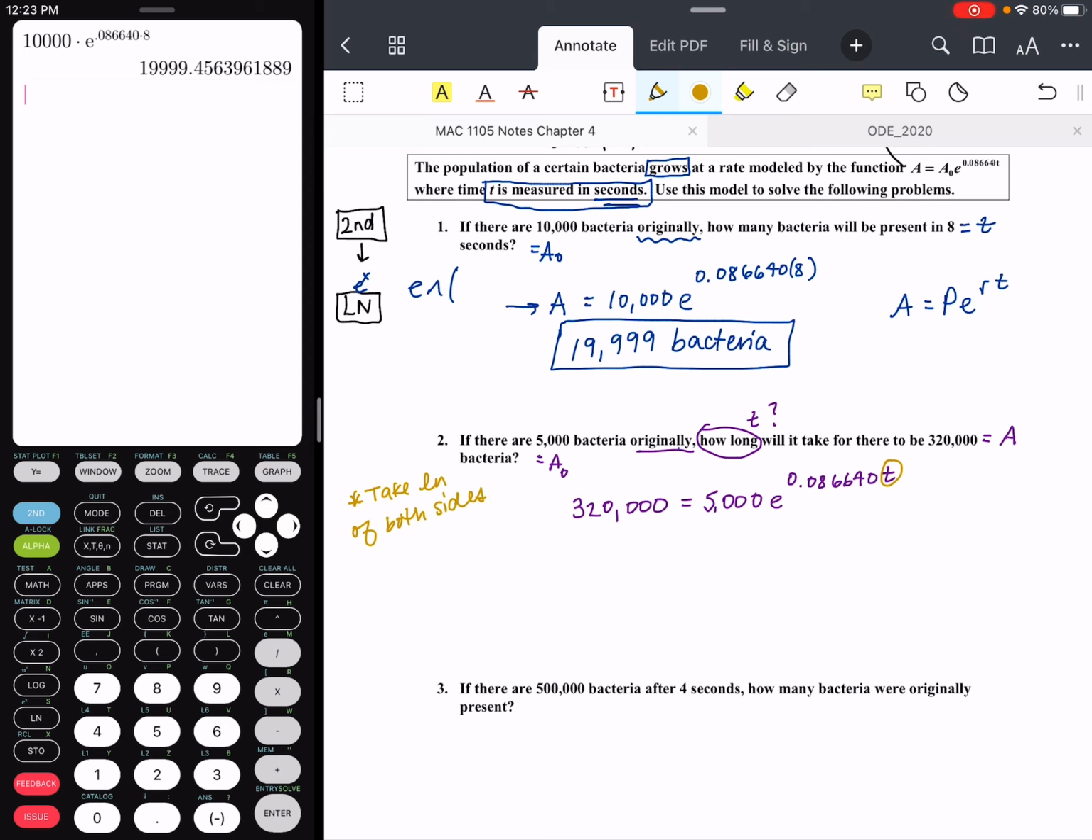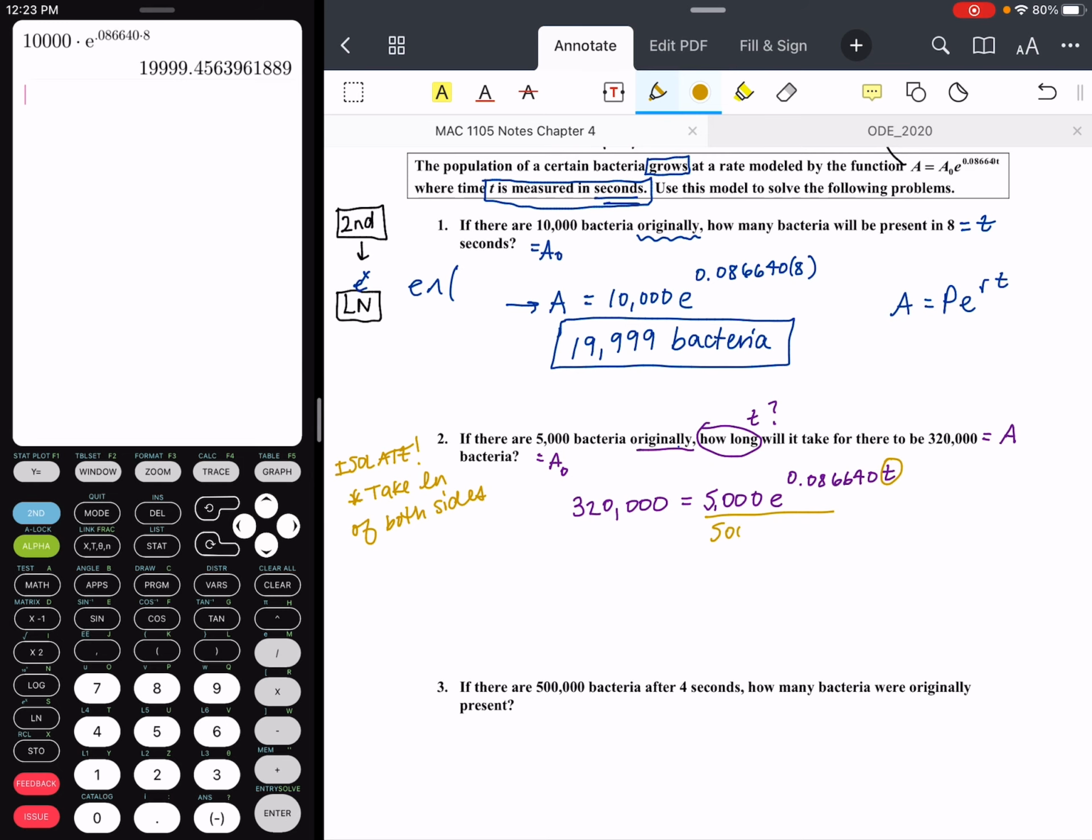But remember, before we take the natural log of both sides, we want to fully isolate our exponential just to make our lives easier. So in this case, to isolate, I'm going to divide both sides by 5,000 first. All right, so let's see, 320,000 divided by 5,000. So that gives us 64 equals e to the power 0.086640 times t.